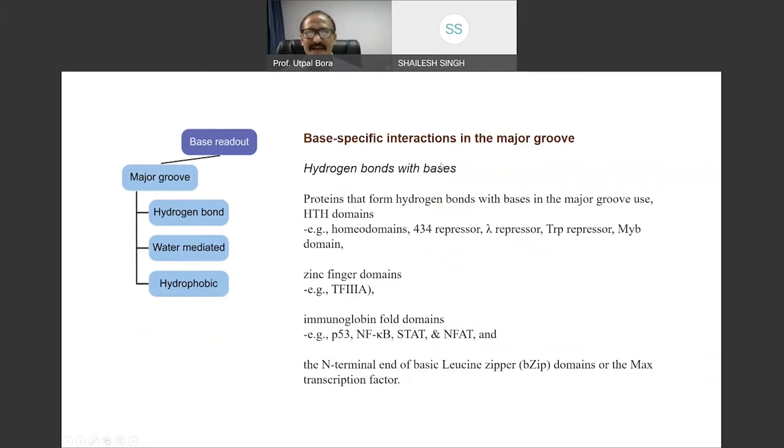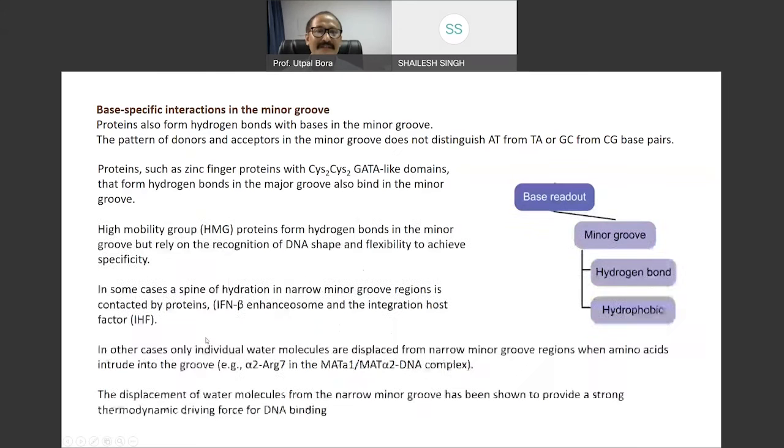So here, the base-specific interactions in the major groove comprise hydrogen bonds with bases, and various examples here are the HTH domains. We will study these HTH domains at a later point of time. Then the zinc finger domains, then immunoglobulin fold domains, then the N-terminal end of basic leucine zipper domains or the Max transcription factor. So these are the important examples when it comes to base readout.